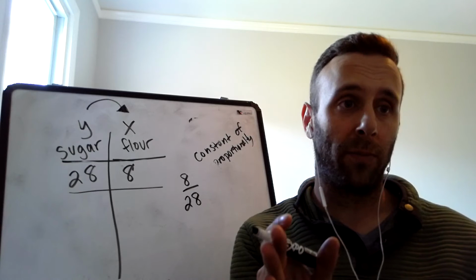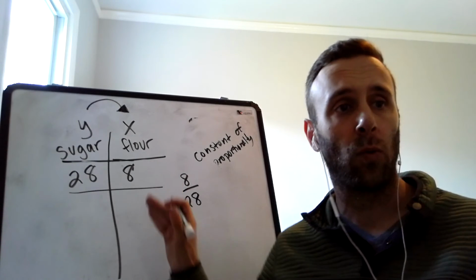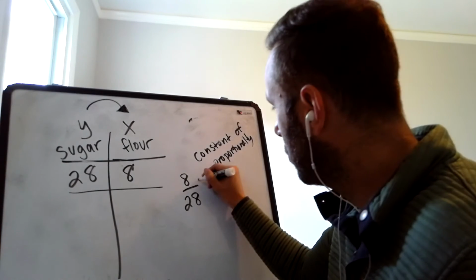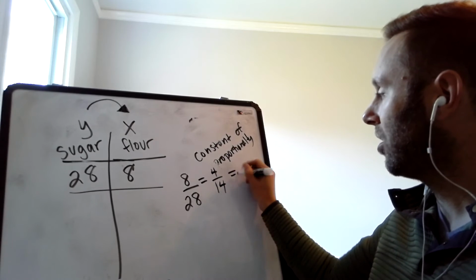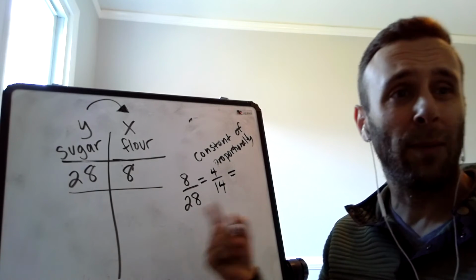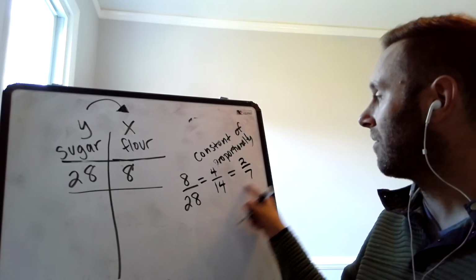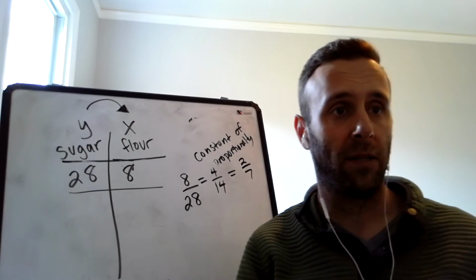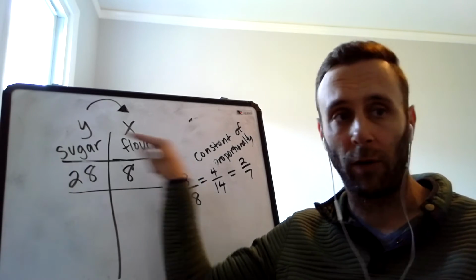Now, if you really want to be great, you could reduce the fraction. Because 8 and 28, you can divide by 2. And if you divide by 2, you get 4 over 14. And actually, these are both even numbers, so I can divide by 2 again. And I'm going to get 2/7. Now, any of those numbers I would be happy for you to say is the constant of proportionality, because you're multiplying by 8/28 or 2/7 or 4/14.